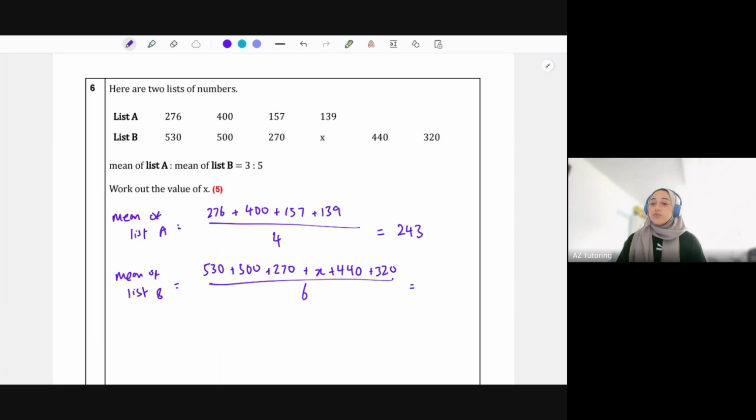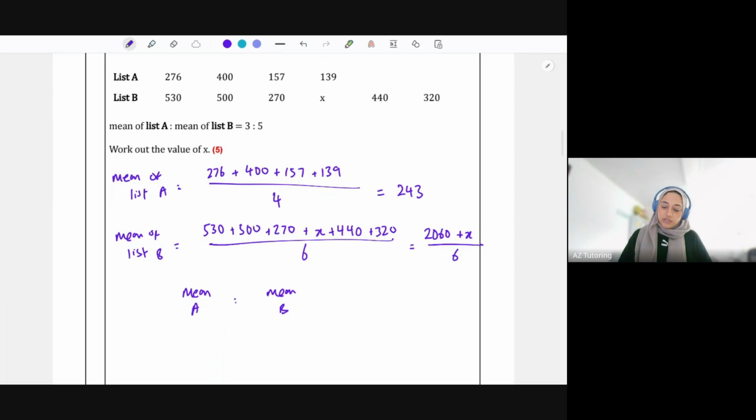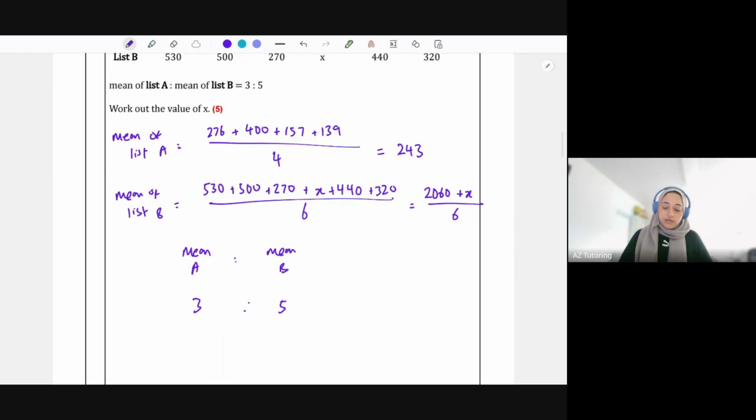Now we can't really solve that because we've got an unknown x there, but we can simplify it. So I can simplify it down to, adding all these numbers up together, I get 2,060. We've got the x, and that's divided by 6. So I've got the mean of list A and I've got the mean of list B. So now if I put that as a ratio, I'm going to write mean of A to mean of B, I know it's 3 to 5 here from the question. And I've also worked out the mean of A is 243. And I've worked out the mean of B is 2,060 plus x over 6.